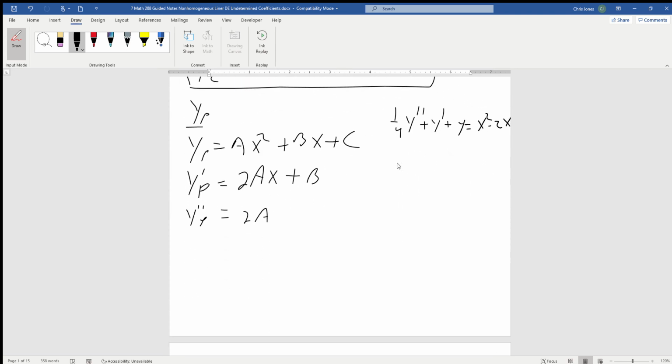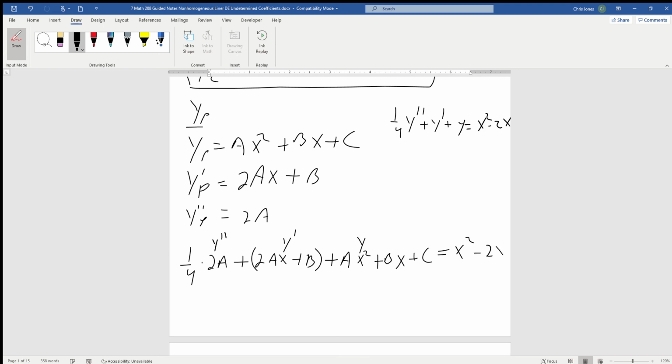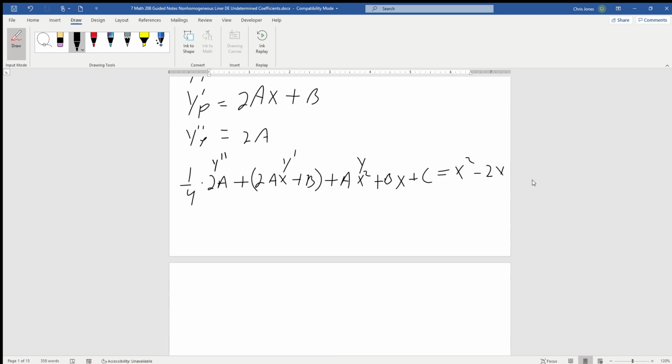And so if we do that, 1/4 times 2a, because that's y double prime, plus y prime, which is 2ax plus b, and then finally plus y, which is ax squared plus bx plus c, and that's going to be equal to x squared minus 2x. All right, so now's where it gets a little bit dicey for us. And when I say dicey, I mean a little bit more algebraically taxing, although not too terrible.